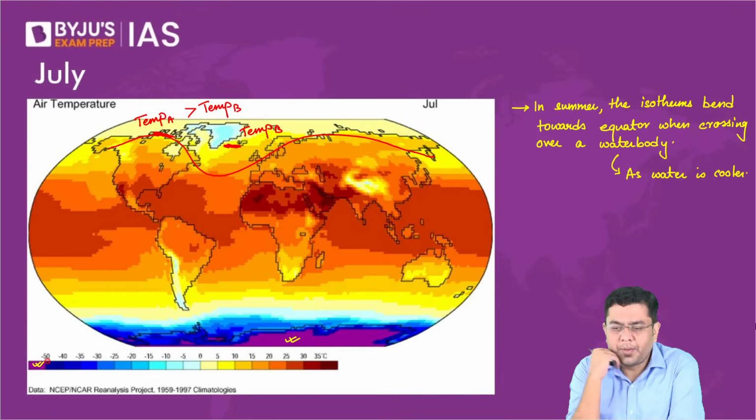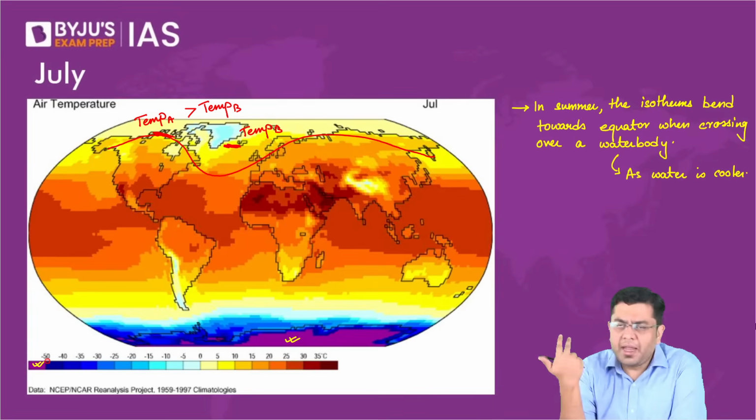Why is it not a straight line? Why will it be a straight line, my dear friend? Why will the isotherms be a straight line? I hope you understand what isotherms are. Isotherms are not latitudes. Any particular place will have various different conditions due to which the temperature will vary: altitude, ocean currents, prevailing winds, distance from the sea.